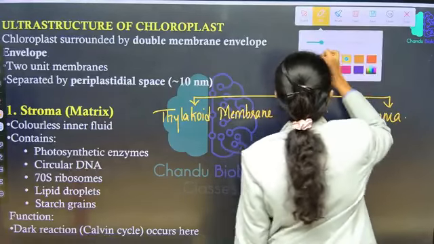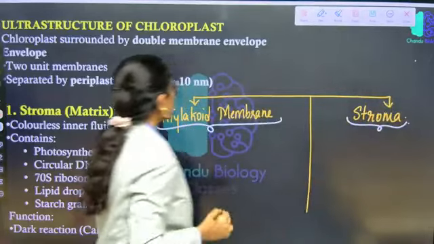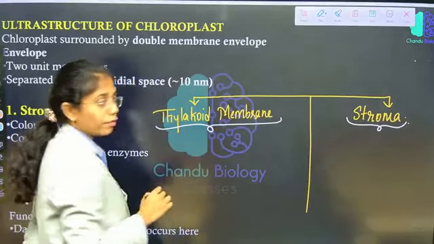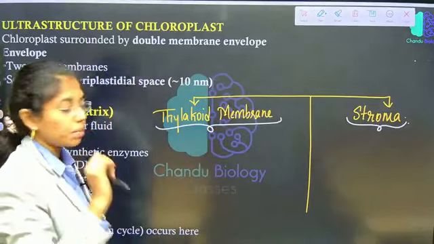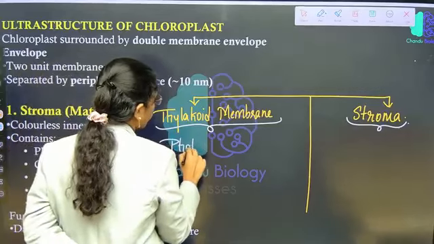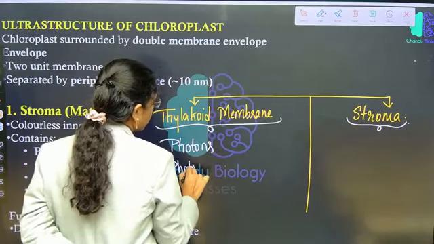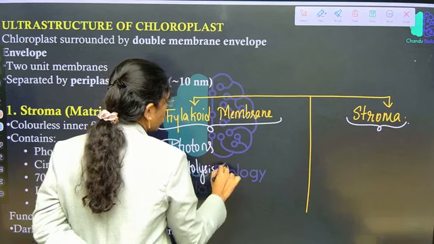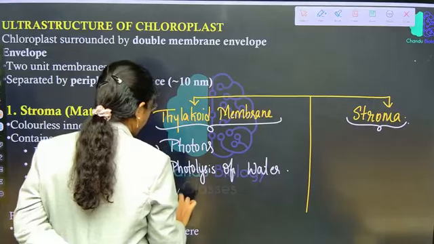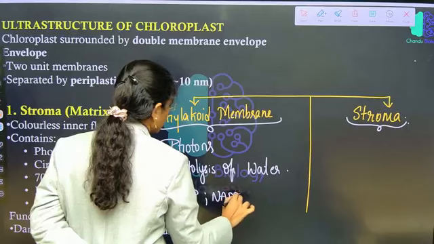Here, if you see the thylakoid membrane and stroma. The thylakoid membrane will have two photosystems, photosystem 1 and photosystem 2. The functions that it exhibits are light reactions, that is absorption of light in the form of photons, photolysis of water, and formation of assimilatory power, that is ATP and NADPH.